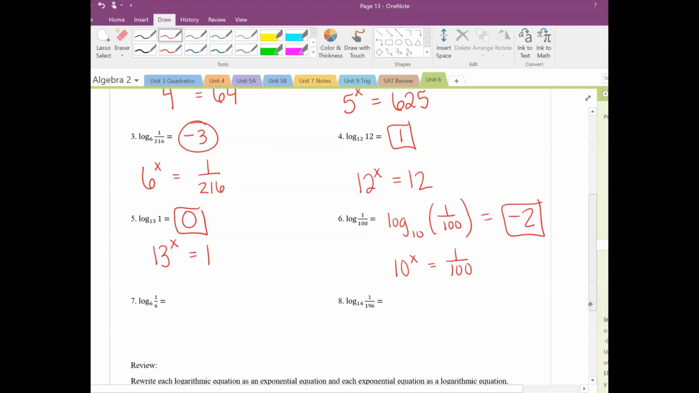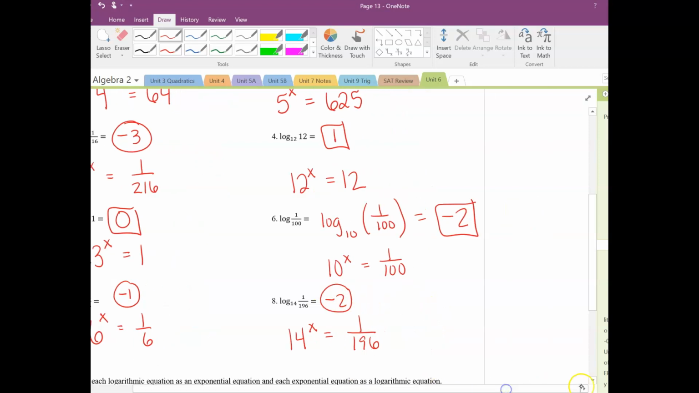Go ahead and try 7 and 8 on your own. Go ahead and pause the video. All right, 6 to what power would give me 1 over 6? Hopefully you're getting negative 1. 14 to what power would give me 1 over 196? Hopefully you're getting negative 2 there.